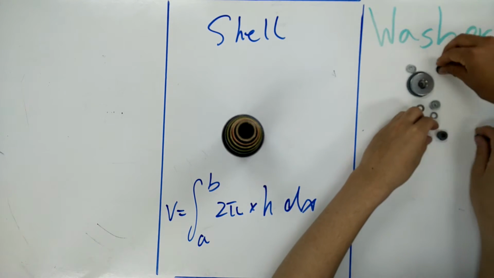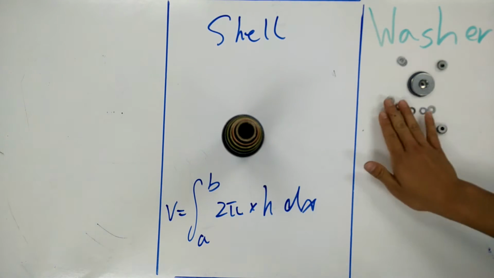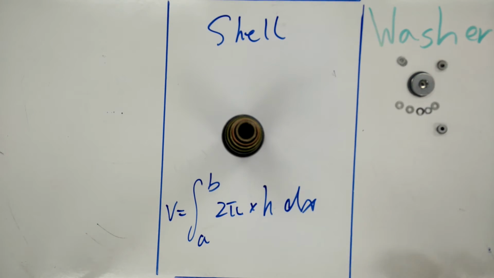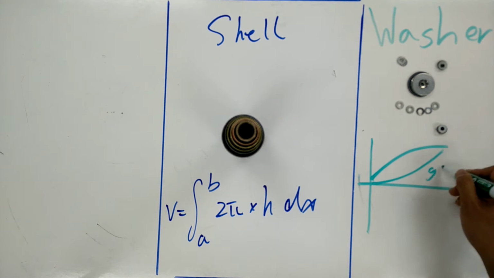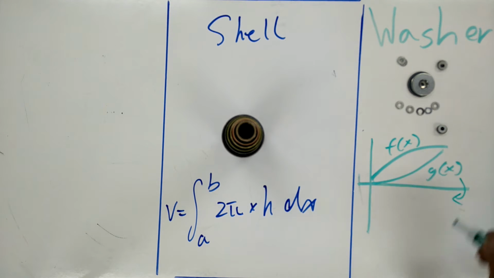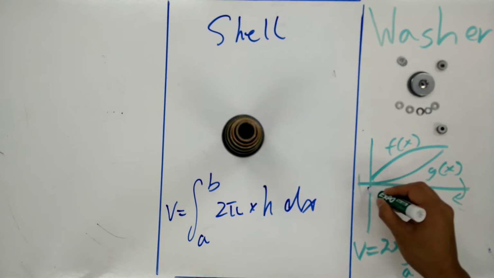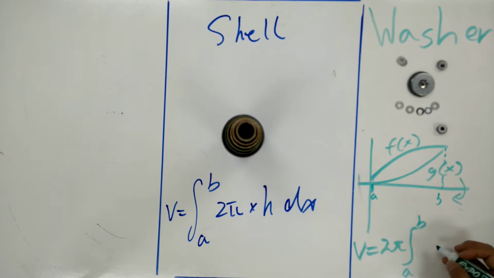Okay, one thing that's important to know about washer method is that it involves two curves. You have one curve that's above and one curve that's below. So when we're writing the integral, we have to take into account a larger radius and a smaller radius. Dx, of course.